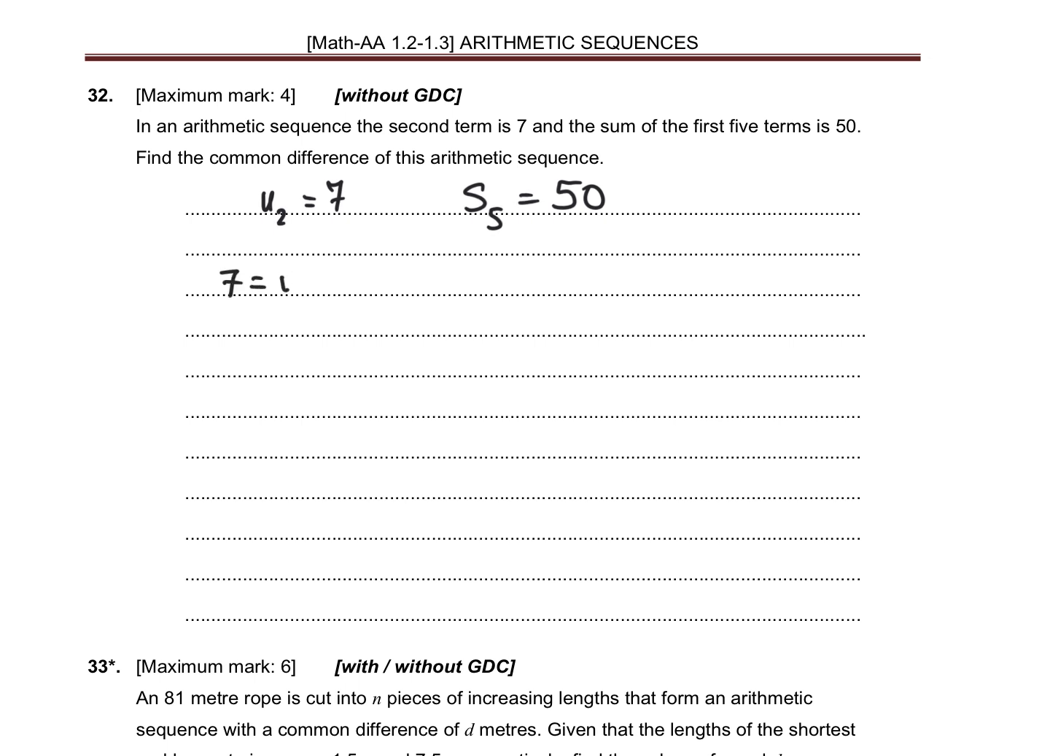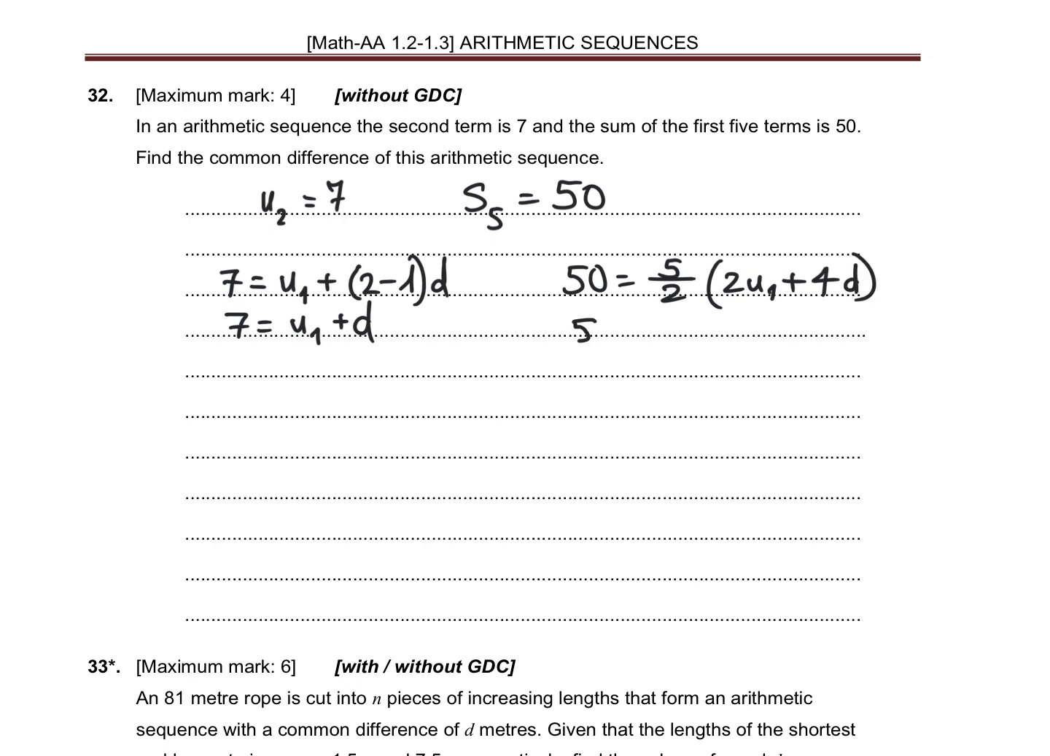So if we set up two equations using the nth term, so 7 is the first term plus n minus 1, in this case n is 2, times d. So that's that. And then for the sum, we have 50 equals n over 2, 2u1 plus n, which is 5 minus 1, 4, times d.